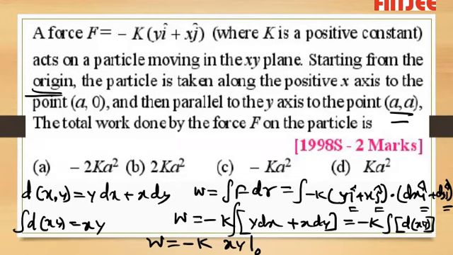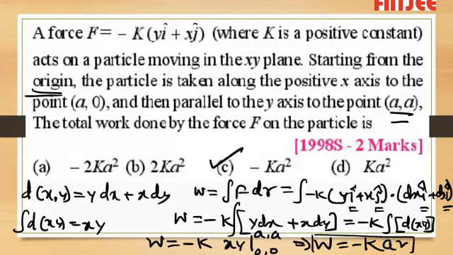So it always depends upon the final position and the initial position only. So in place of x, you will put a minus 0, and in place of y, you will put a minus 0. So ultimately, the work done is nothing but minus k a square. So out of the four options, C is the correct one.